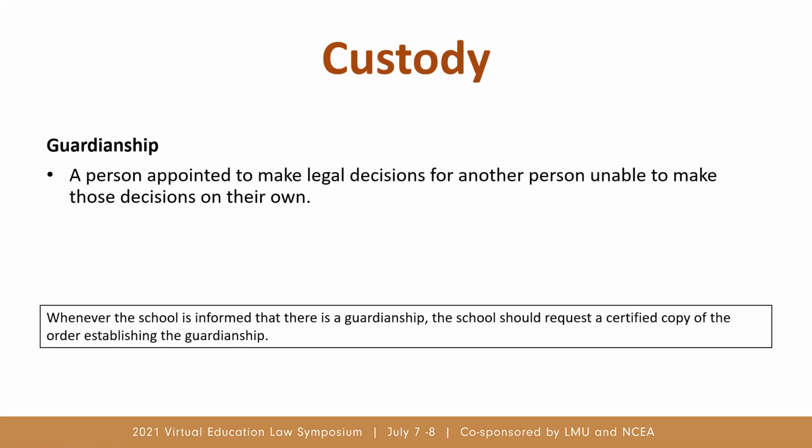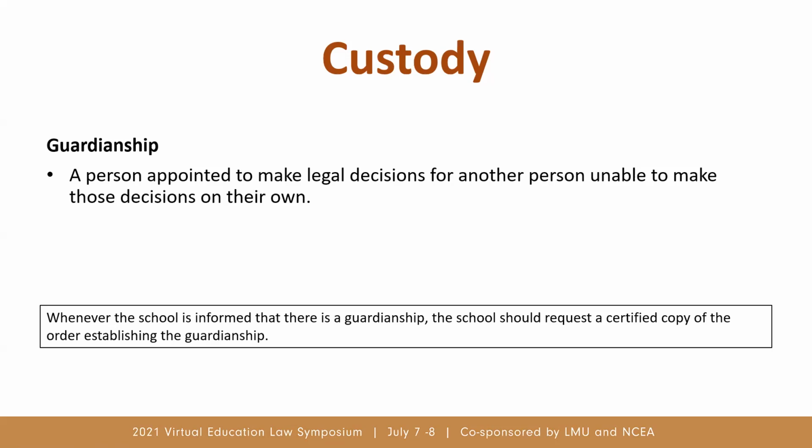Guardianship is another term we need to be aware of, and guardianship refers to a person who is appointed to make legal decisions for somebody else. A guardian is appointed to make these decisions for a person who is unable to make those decisions on their own. Guardianship is often over a minor child or an individual who's become incapacitated, either through age or disability. Minor children may have guardians when their parents are deceased or are incapacitated.